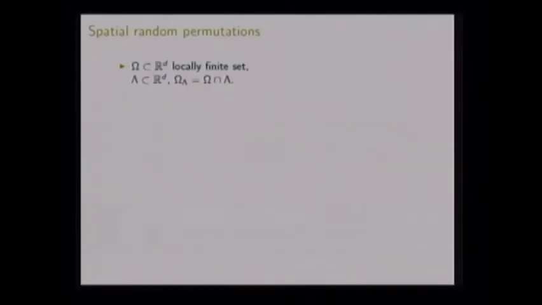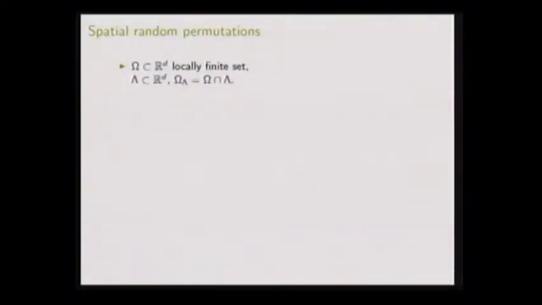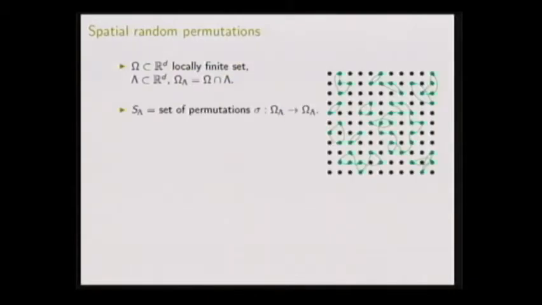Omega in R^d a locally finite set. And then when you take the intersection with a box, Lambda here will always be a box. It will stand for box. So we look at the finite box, and we take Omega_Lambda at the intersection. So here's a picture.